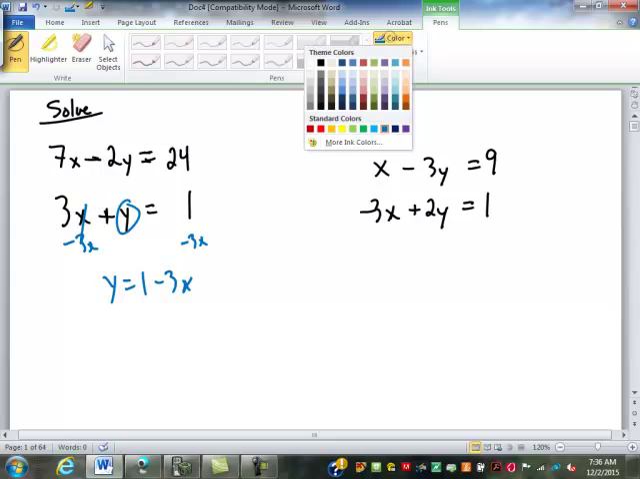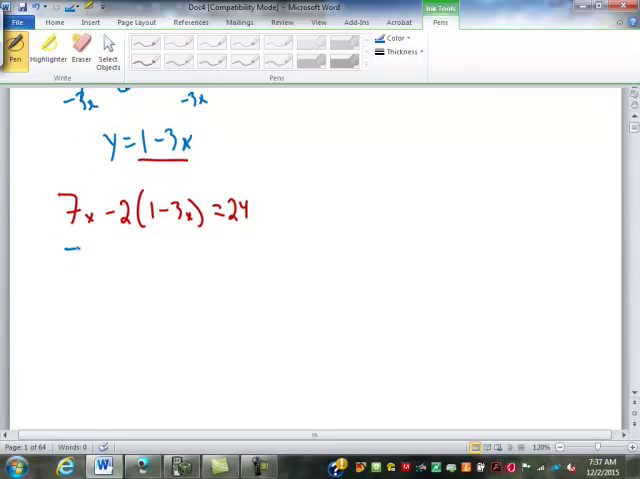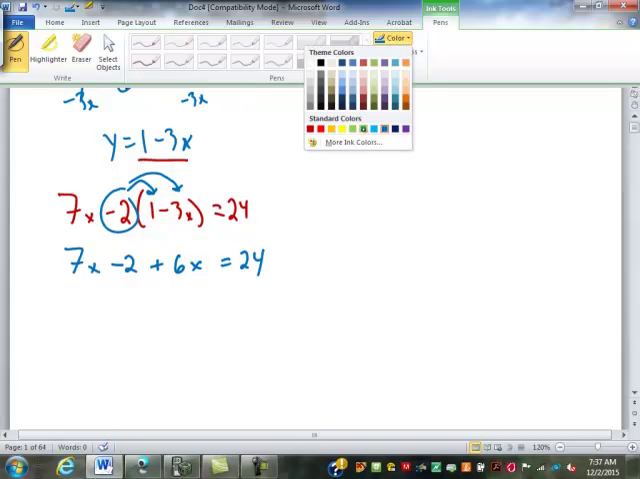So plug that in up there for 2y. So now this up here becomes 7x minus 2, instead of y, I'm going to put in 1 minus 3x, equals 24. And now we solve. So we got the 7x doesn't change. So we have negative 2 times 1 is negative 2. Negative 2 times negative 3x is positive 6x equals 24. Then what?